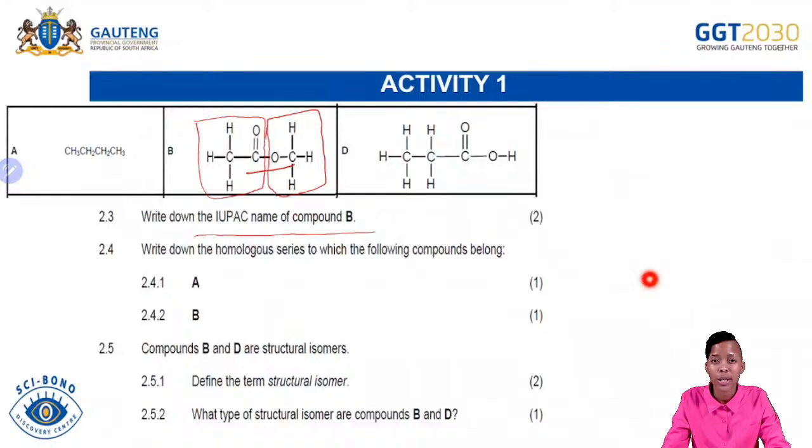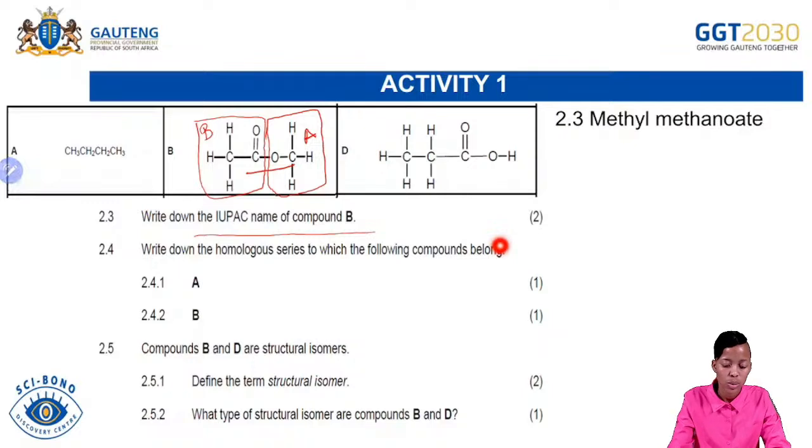Right, so from there, remember, how are you going to name an ester? You start with the alcohol part first. So this would be your part A, and then followed by B, which is representing your carboxylic acid part, right? So the alcohol part, how many carbons does it have? We can see that it has one carbon.